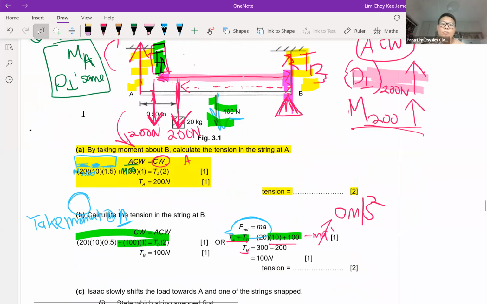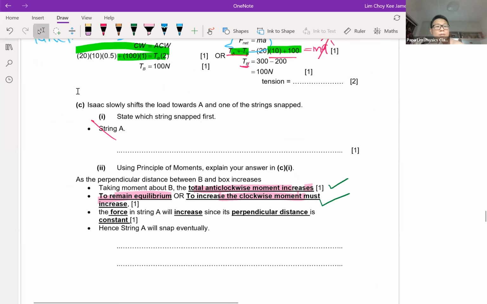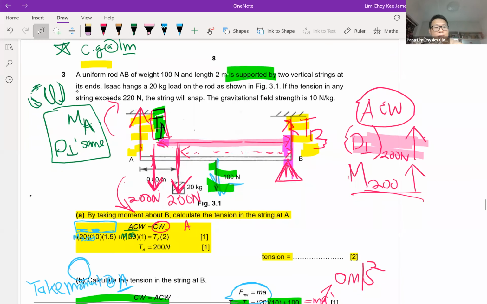So the anti-clockwise moment has to be equal to the clockwise moment. The two side moments must be balanced. So if my anti-clockwise moment increases, my clockwise moment must increase. And how do I increase my clockwise moment? Its perpendicular distance is always the same. So there is only one way: my force A must increase.